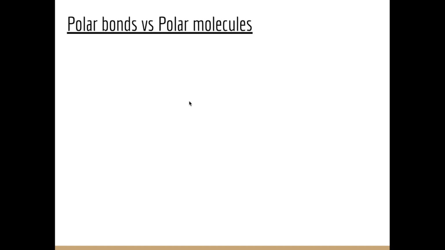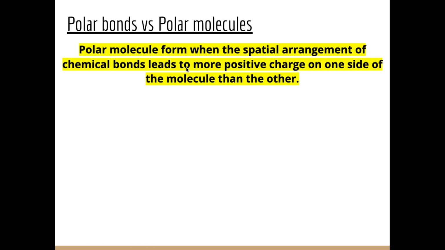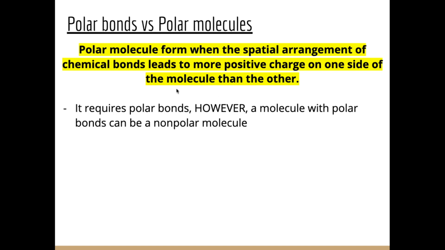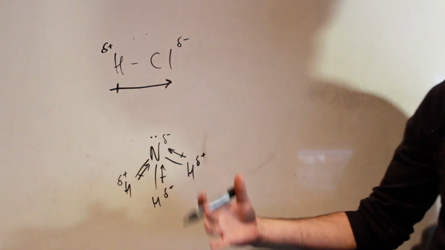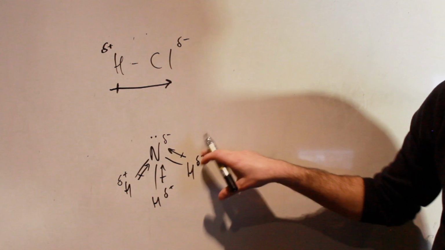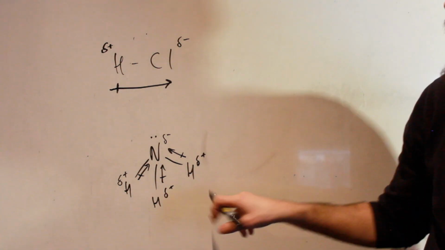Let's keep exploring because we can have polar bonds, but we can also have polar molecules. A polar molecule forms when the spatial arrangement of chemical bonds leads to a more positive charge on one side of the molecule than the other. It requires polar bonds, however, we can have a molecule with polar bonds being a non-polar molecule. So what we need for a polar molecule is a net polar charge in one direction. And that net polar charge is the net of all the dipole moments in the molecule.